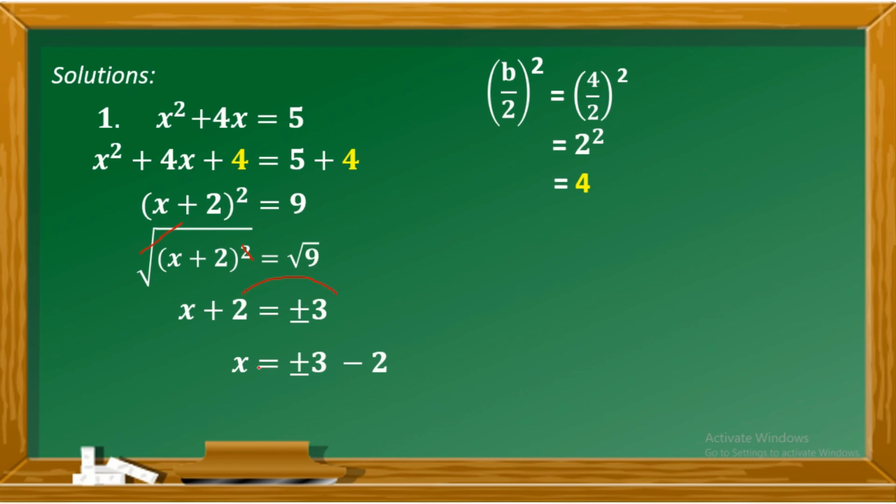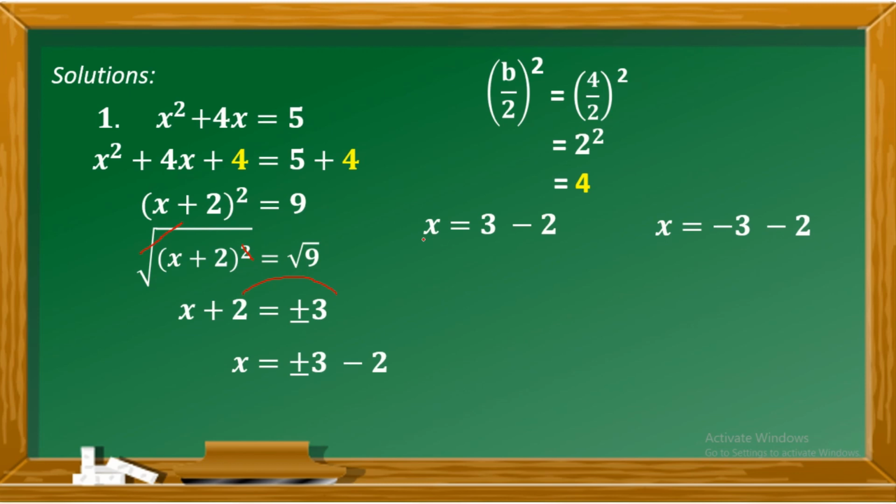Ibig sabihin nito kasi, ang values ng x, di ba dalawa siya? Positive 3 minus 2 yung isa. Yung isa naman, negative 3 minus 2. So, ihiwalay natin. Ito yung isa, x equals 3 minus 2. Yung isa naman, x equals negative 3 minus 2. Kasi di ba dalawa ang ibig sabihin nito, positive 3 and negative 3. Ito yung isa, positive 3 minus 2. Yung isa naman, negative 3 minus 2.